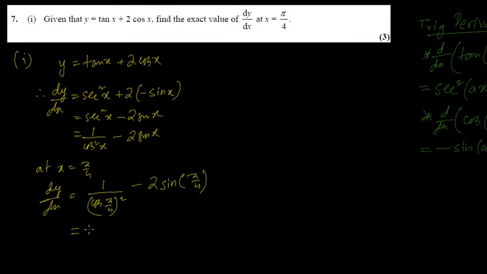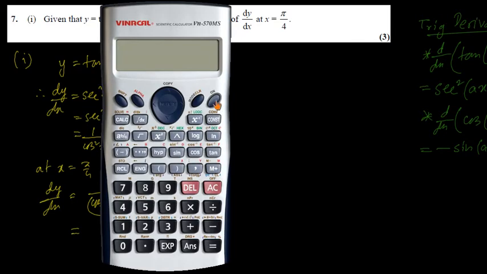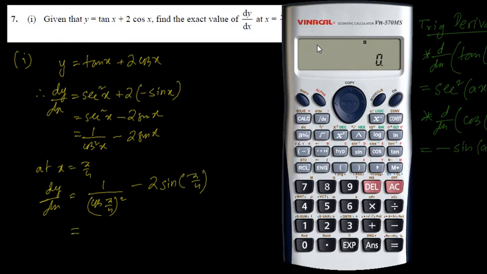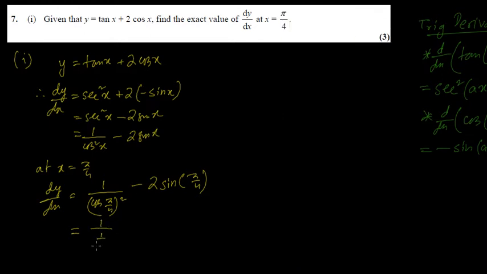Now pi by 4 means 45 degrees. So if we take out our calculator, and you should have this memorized, cos 45 degrees is what? 1 by root 2. So cos 45 degrees is 0.707, but if you write it in decimal it won't work. So you have to remember it is 1 by root 2. So this will be 1 by root 2 whole squared minus 2 times 1 by square root of 2.